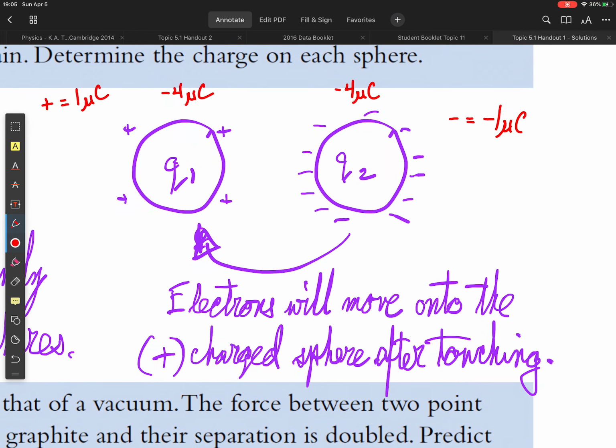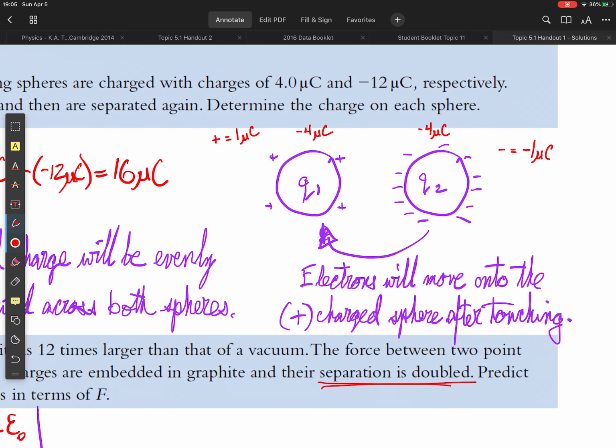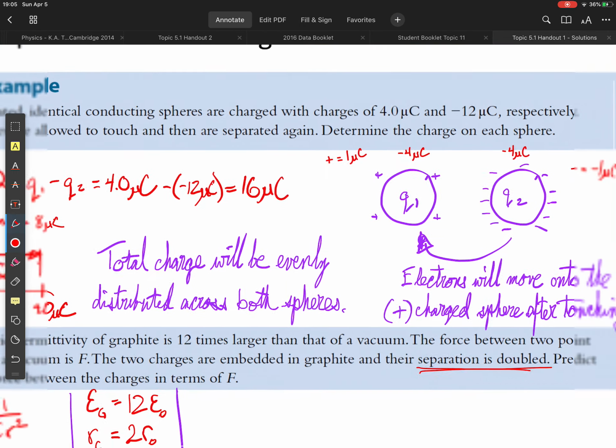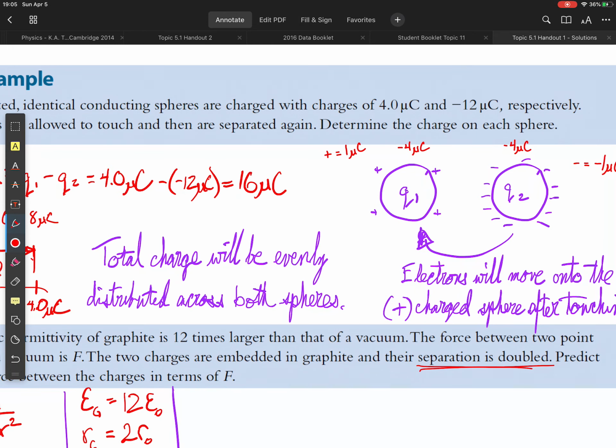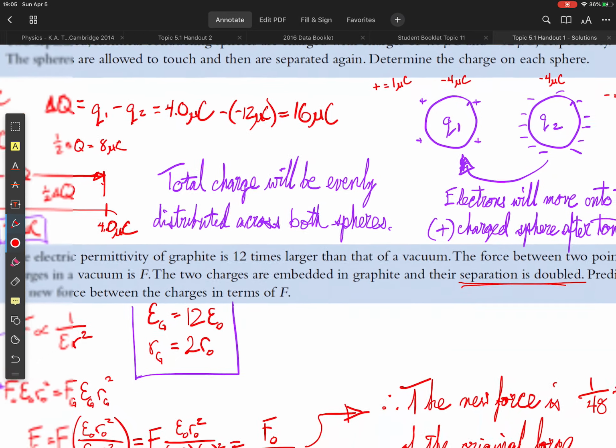Okay. Remember that only negative charges actually move. Positive charge does not. Okay. Only electrons move, at least outside of an ionic solution.